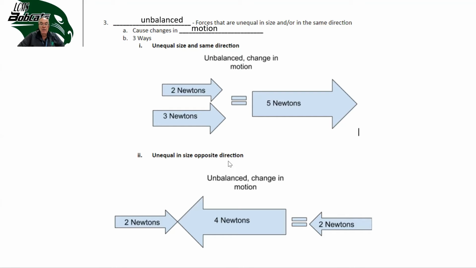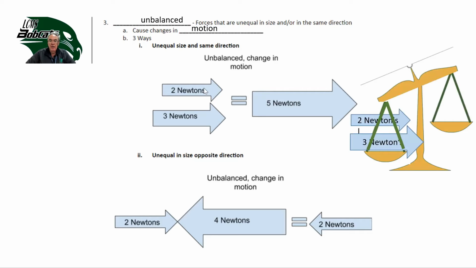Okay. And they're unequal in size in opposite directions. They're going in the opposite direction. So in this case, you have 2 newtons going to the right and 4 newtons going to the left. Well, the 2 newtons going to the right is going to cancel out part of the 4 newtons going to the left. So you're going to have a net force of 2 newtons going to the left. Okay. So you can think of the force on one side canceling out part of the force on the other side. So one goes the other way less.